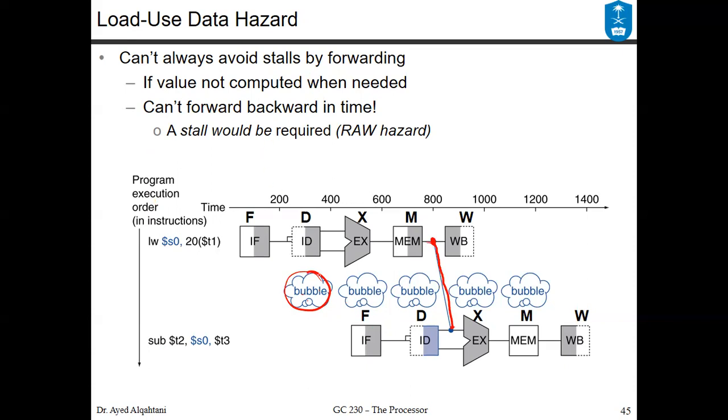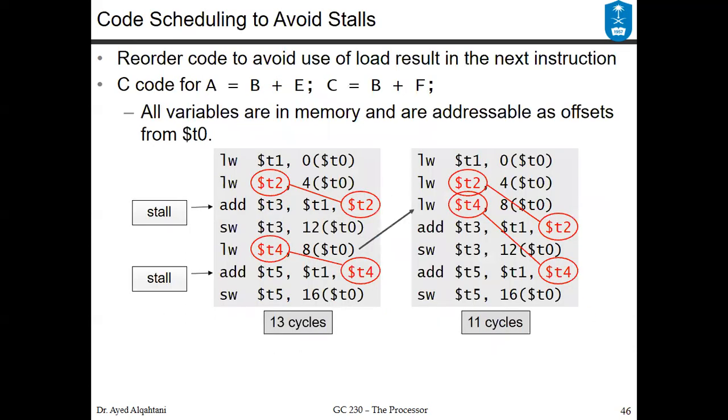Sometimes you had to pay. In this example, you can see that you pay for 1 cycle. There are other ways to try to avoid this by code scheduling. If you reschedule your code, you can actually avoid some of the stalls or all of them together.